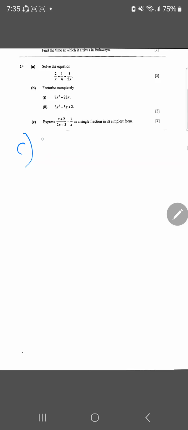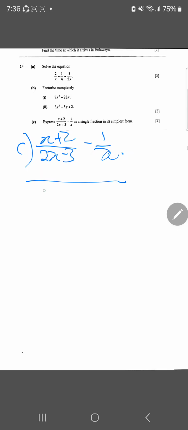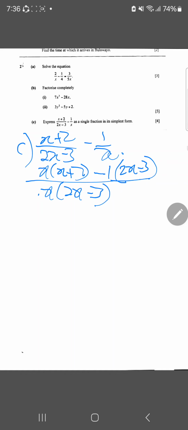Express as a single fraction: x plus 2 over 2x minus 3 minus 1 over x. First of all, find the lowest common multiple. But this time, we are not multiplying each and every term by the lowest common multiple. No, we are dealing with this in the same way we deal with addition and subtraction of fractions. So the lowest common multiple, we put it over here. For these two expressions, if you divide this into this, they cancel each other and you're left with x. Then it will be x times x plus 2, minus, then we have 1, this into this, x and x cancel each other, then we're left with 2x minus 3.